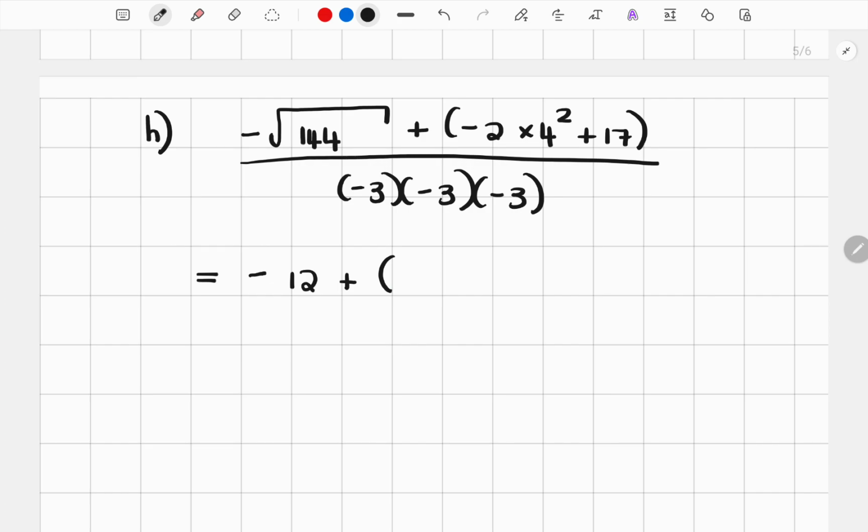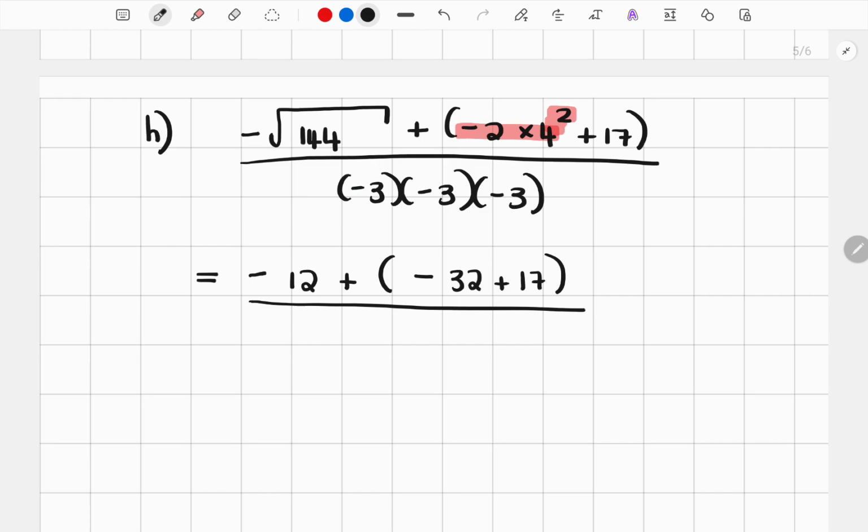Plus, now we're going to do these brackets. We're going to simplify them. So it's a negative 2 times 4 squared. So we're first going to multiply, because that's our order of operation within the bracket as well. So a negative times a positive is a negative. And 2 times 4 squared. 4 squared is 16. 16 times 2 is 32. Plus 17. Over. This is easy.